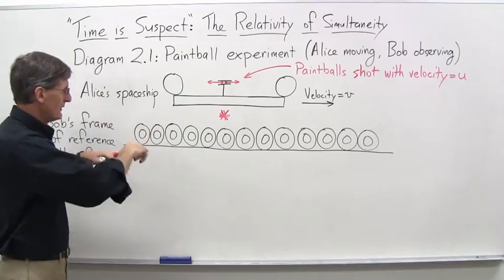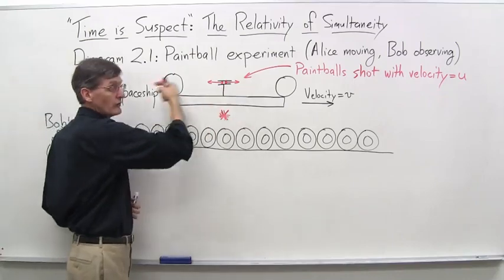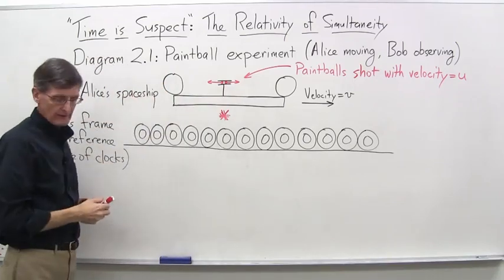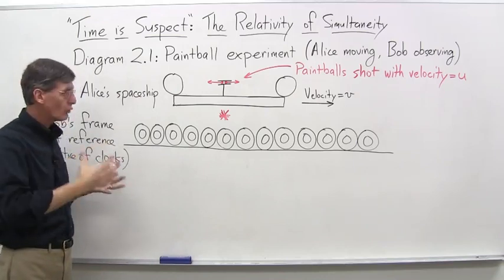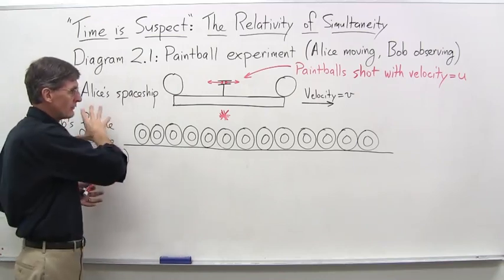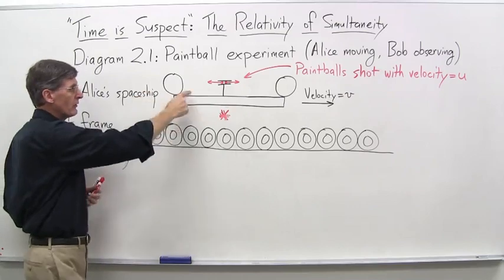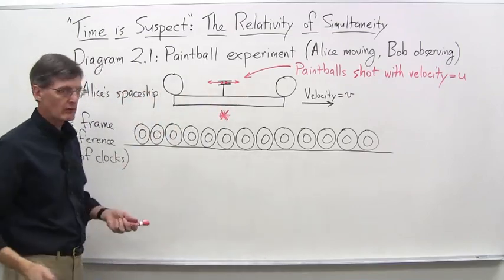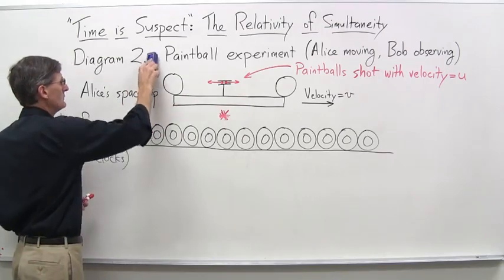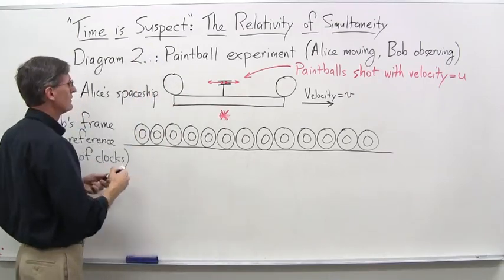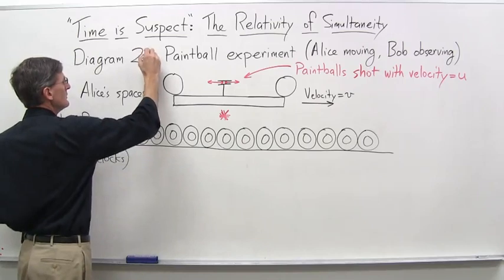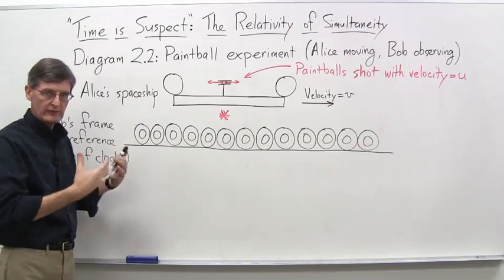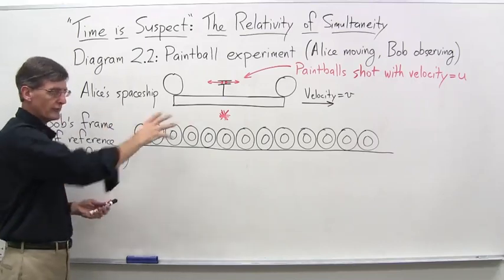Okay, so paintballs go off. One goes that way, one goes that way. And now we need to analyze in our next section exactly what goes on as Alice is moving that way and the paintballs are heading towards her two clocks. So I suppose we can call this diagram 2.2. We're keeping track of that. And again, this is on the handout, so you can see it step by step.